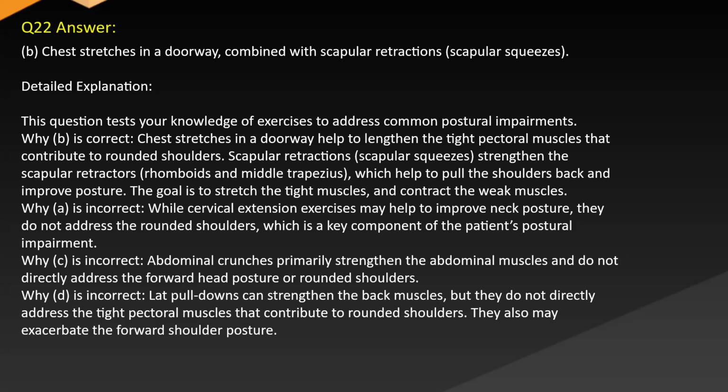C is incorrect. Abdominal crunches primarily strengthen the abdominal muscles and do not directly address the forward head posture or rounded shoulders. D is incorrect. Lat pull downs can strengthen the back muscles, but they do not directly address the tight pectoral muscles that contribute to rounded shoulders. They also may exacerbate the forward shoulder posture.